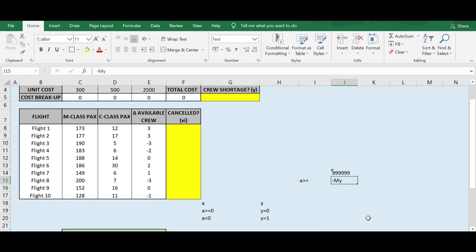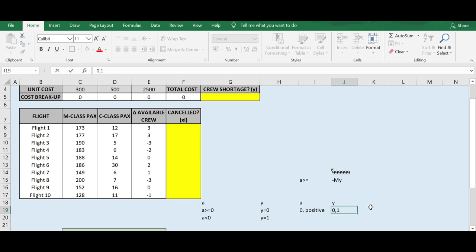Now what would happen if A were greater than 0? What possible values could y take? So if A is greater than or equal to 0, so it can be 0 or positive, which means y should be either 0 or 1. In both cases this would hold? Yes. So we don't have much of a disambiguation on which value y should take. Okay, so that's not good enough. So let's see if we can add another constraint that can make it clearer.